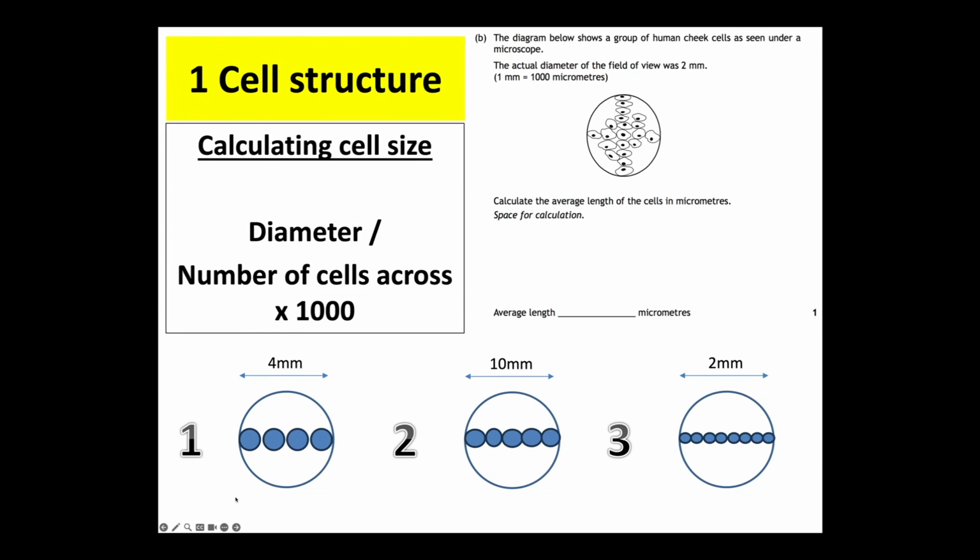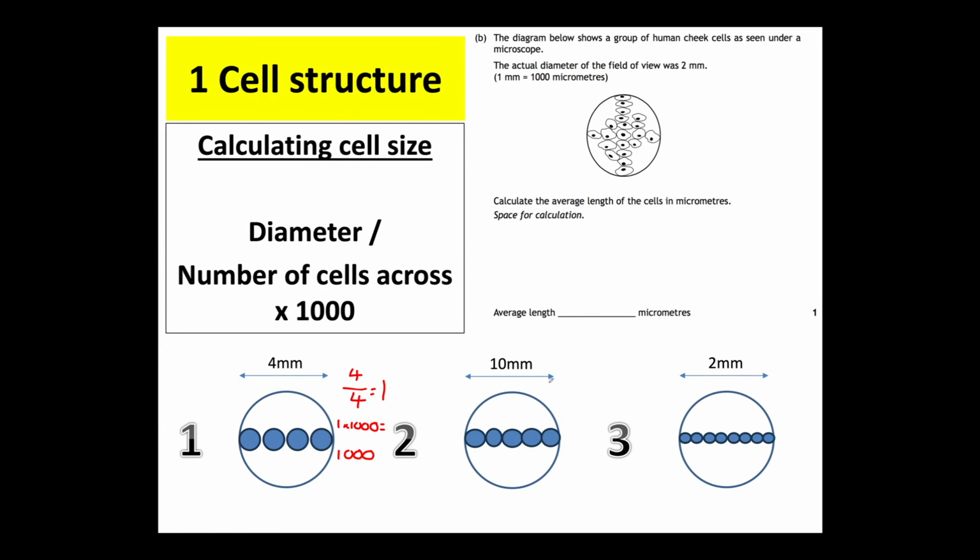Okay, hopefully you got on okay with them, and we managed to fill those in. So let's fill in some working for these 3. We know the formula is the diameter divided by the number of cells across. So here the diameter is 4. The number of cells across is also 4. So 4 divided by 4 gives you 1. Then we times that by 1,000. 1 times 1,000 is going to give us 1,000. So the answer is 1,000 micrometers for that first one.